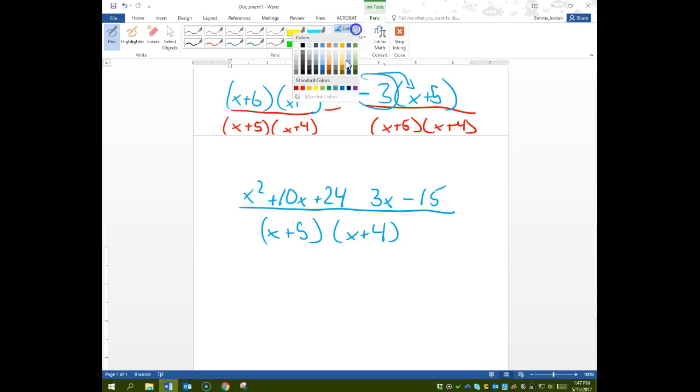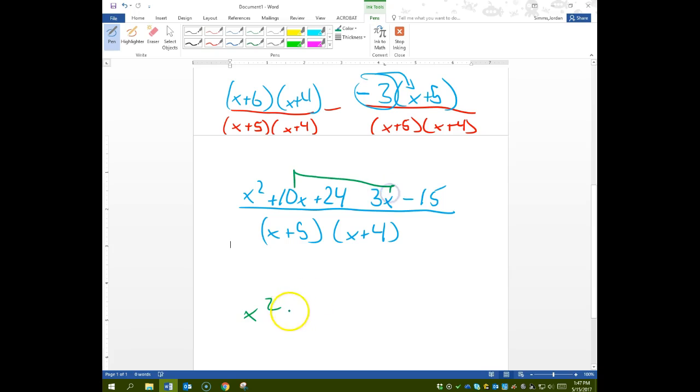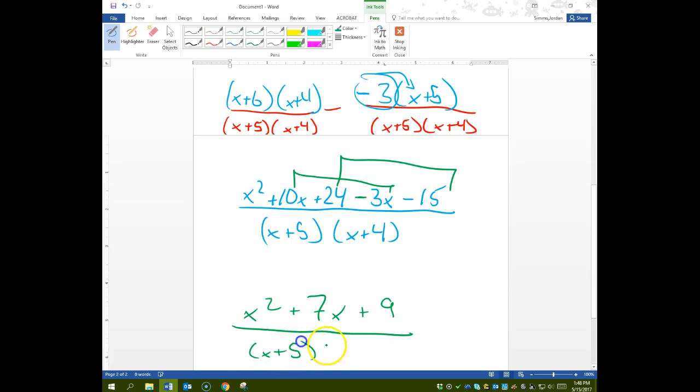Now we'll combine some like terms. I have no x squareds on the top, so that's good. I'll combine my x terms, so plus 13. Ooh, that's a minus, isn't it? That is a minus. So that is going to be plus 7x. And then I'll do my whole numbers here. 24 minus 15, that's going to be 9. Plus 9 over x plus 5, x plus 4. So that's it. We're basically done.